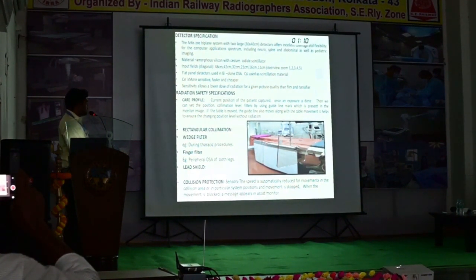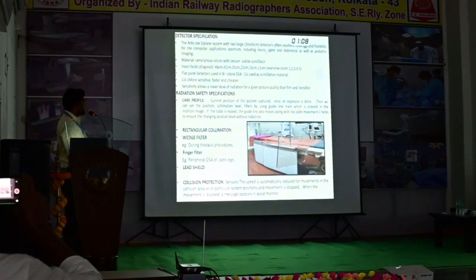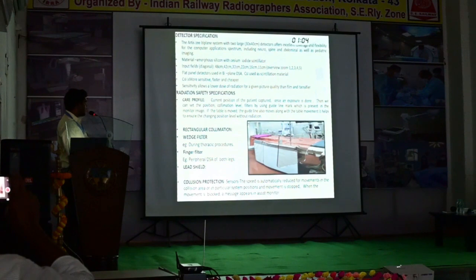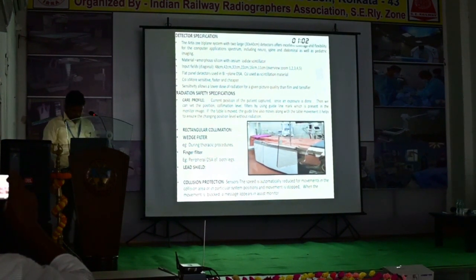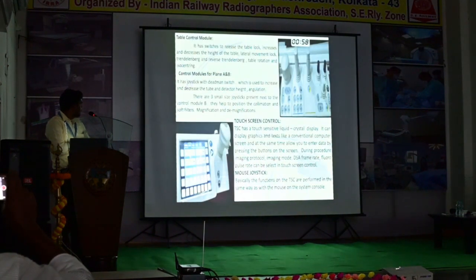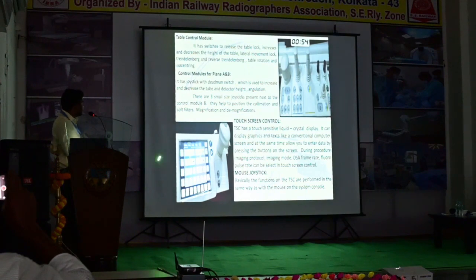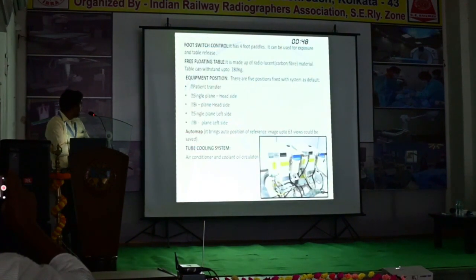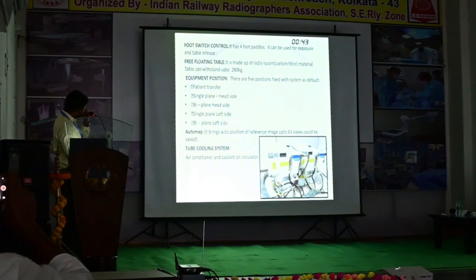Collision protection: this machine has a lot of sensors for collision and crushing points. It will automatically slow down at those points. It has 8 monitors. This is the machine control panel, and this one is within the procedure room. It can be used like a keyboard. This one is used like a normal mouse. These have a lot of acquisition modes.